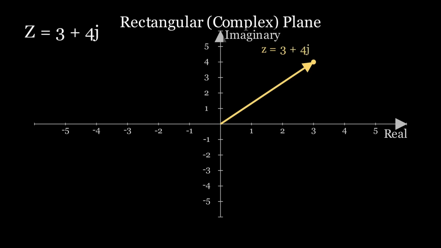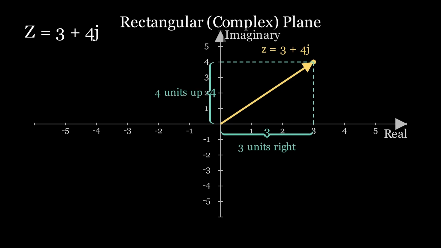Take the example of an impedance of a circuit. Z is equal to 3 + 4j. This can be represented as 3 units going to the right on the real axis and 4 units up on the y-axis.